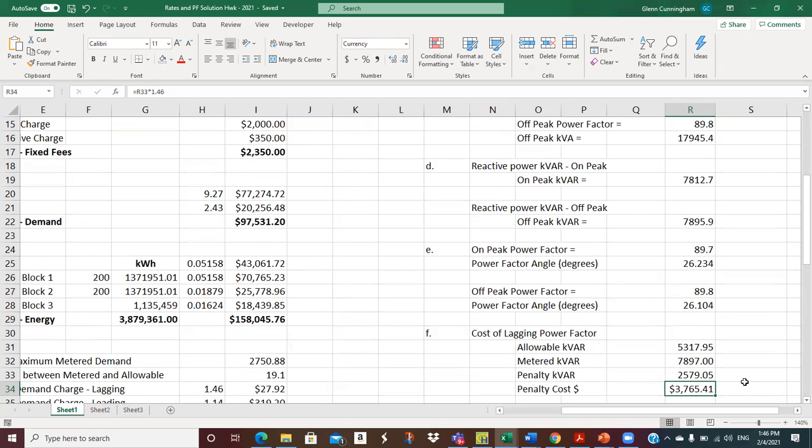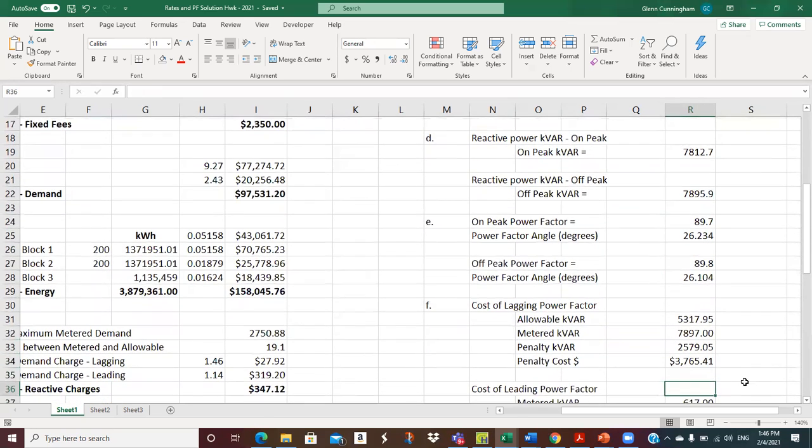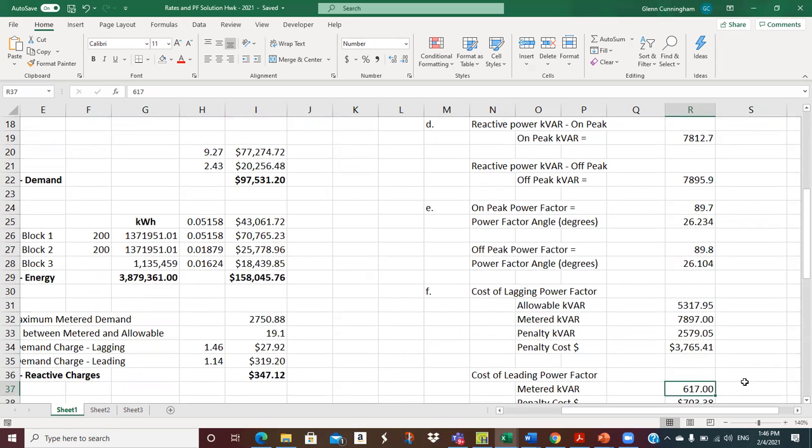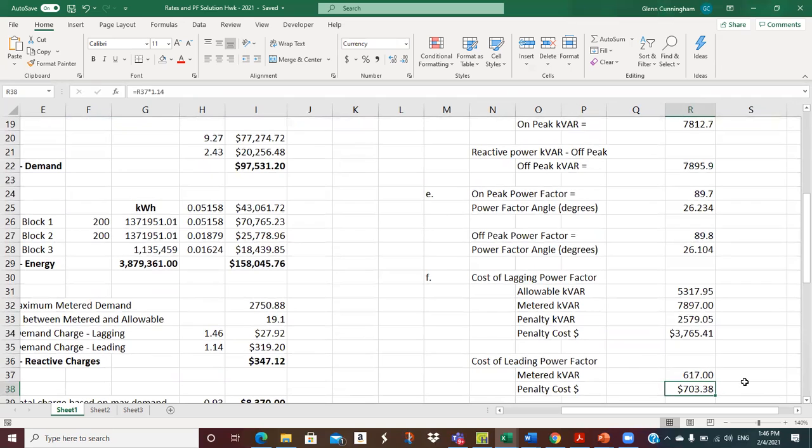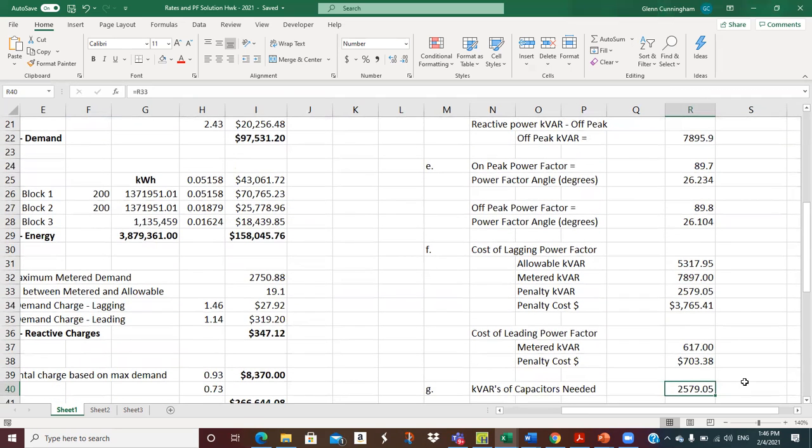That's the cost times $1.46. Let's see, cost of bleeding, that was $6.17. That's times $1.14. So there you go. kVARs and capacitors needed. So that will get us out of the penalty. That'll get us up to the 95%.